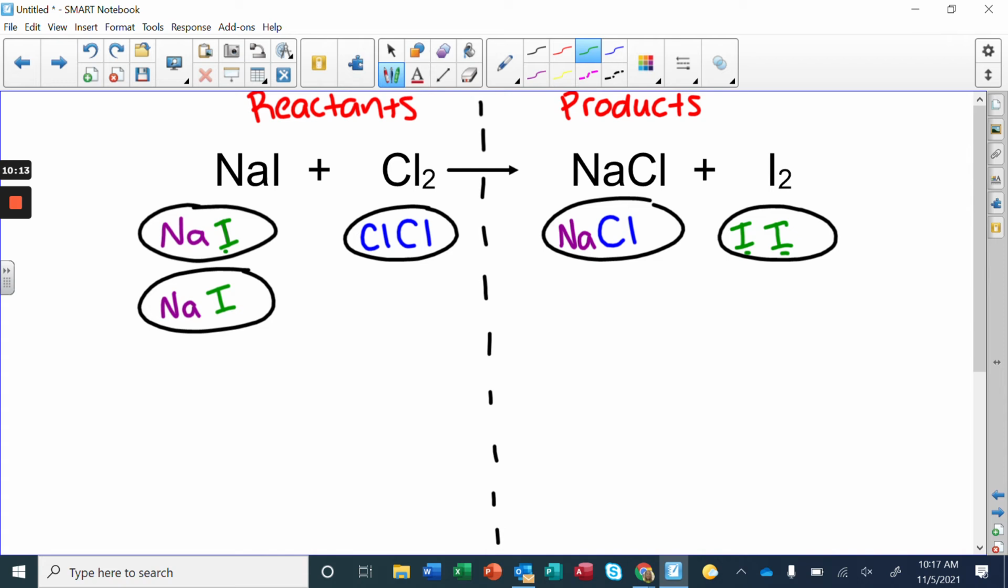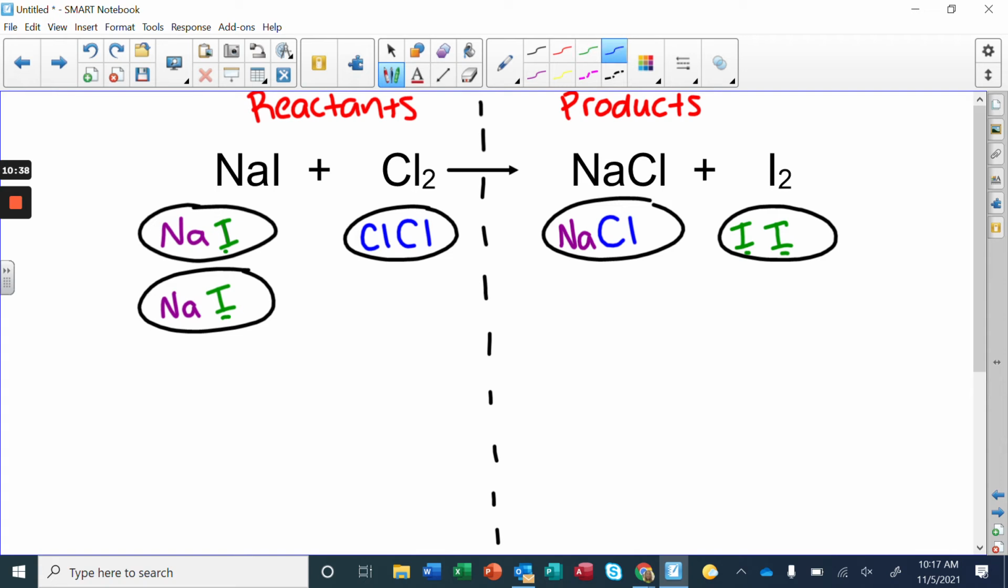And I count my iodines. I have 1, 2 iodines on the left, and I have 1, 2 on the product side. So they're good. Now I'm going to move to my chlorines. So just keep moving right. I know that you can probably see that my sodiums aren't balanced, but we want to move from left to right. Never backtrack, because if you backtrack, you usually end up missing something. So since I just did iodine, I'm now going to do chlorine.